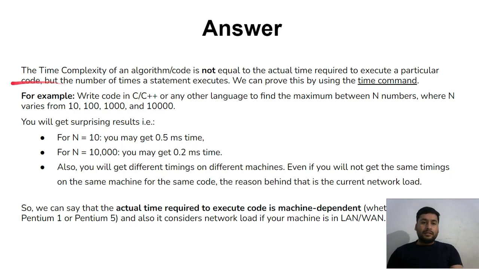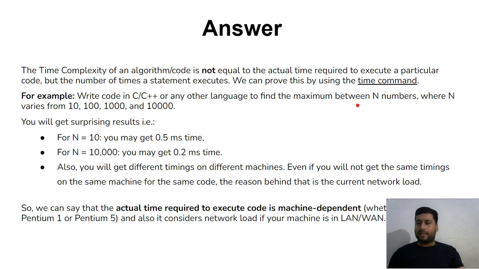But the number of times a statement executes, we can show this using a time command. With the help of the time command, we can display how much time it takes to produce each output. Based on that we can get some almost idea that this is running that much time, but we can't find out exactly. For example, write a code in C, C++, Java or any other language to find the maximum between n numbers.